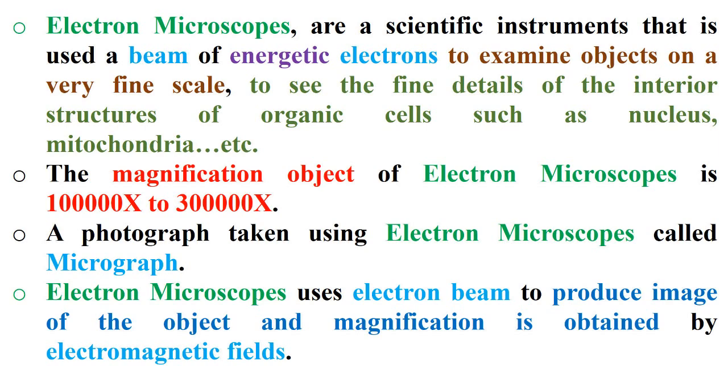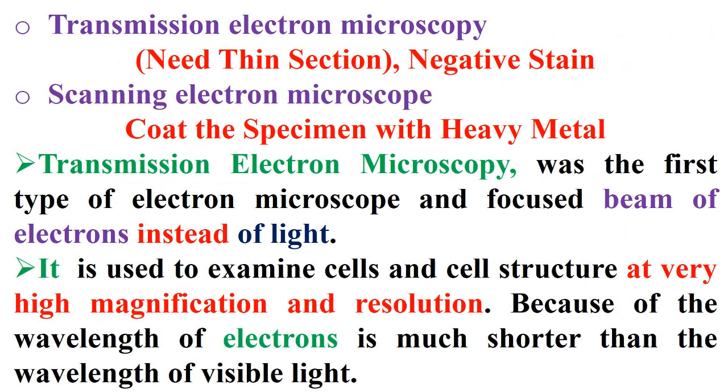In addition, the magnification of electron microscopes is 100,000x to 300,000x, and a photograph taken using an electron microscope is called a micrograph. So, electron microscopes use an electron beam to produce an image of the object, and magnification is obtained by electromagnetic fields. There are two types of electron microscopes: transmission electron microscopy, which needs thin sections and negative stain, and scanning electron microscopy, which coats the specimen with heavy metal.